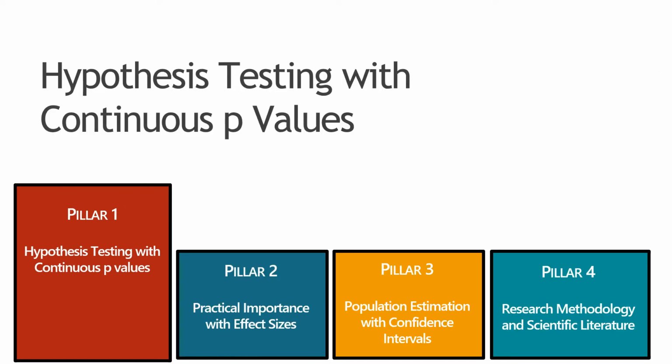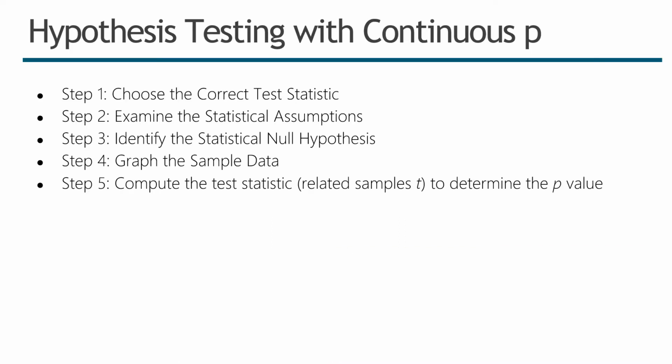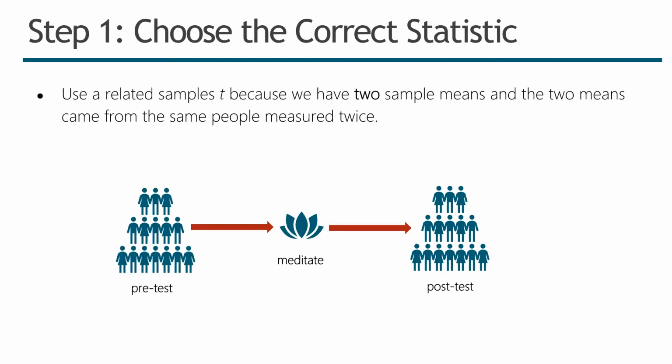Our first pillar, hypothesis testing with continuous p-values, has the largest number of steps. So we're starting here with the first pillar. There are 5 different steps we're going to use when we're hypothesis testing with continuous p-values, starting with choosing the correct statistic. You can use the related samples t-test when you either have measured the same people twice or you have matched people on some pre-existing variable.